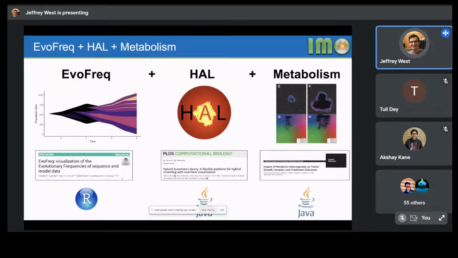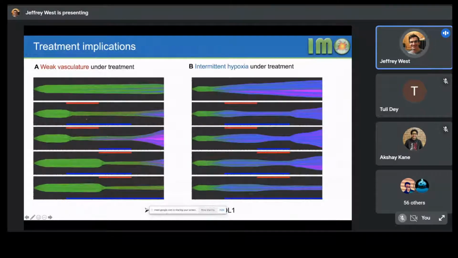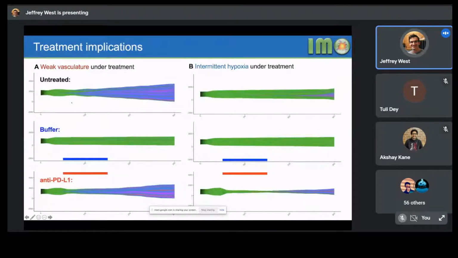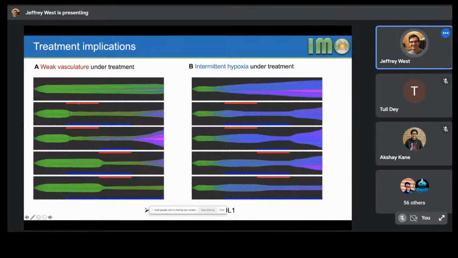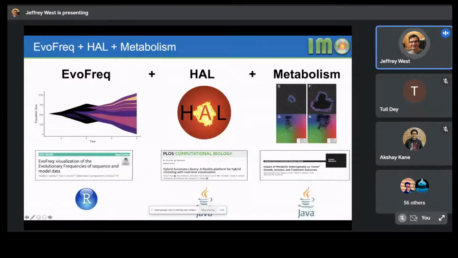Okay, I think I showed this slide before, but again, happy to follow up with anybody if they'd like to get started on some of these tools. To visualize those phenotypic barcoding, I use EvoFreak, which is an R package, but we've created a package in HAL to basically export these tumor evolution plots in a few lines of code to be visualized in EvoFreak. So if you want to make diagrams like this, then it's really easy to do in HAL plus EvoFreak. And then this metabolism model is previously published as well.